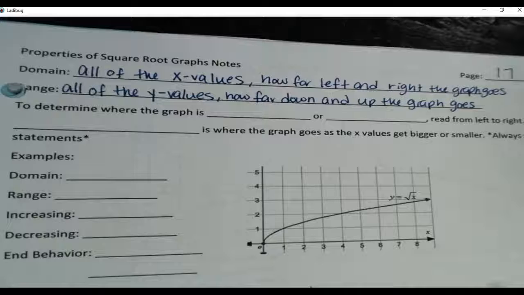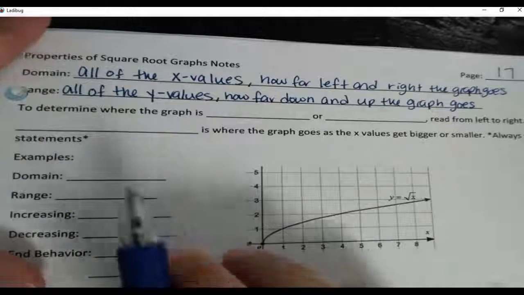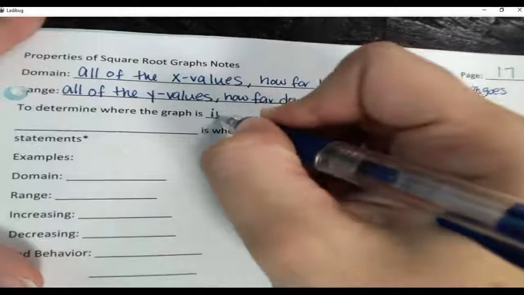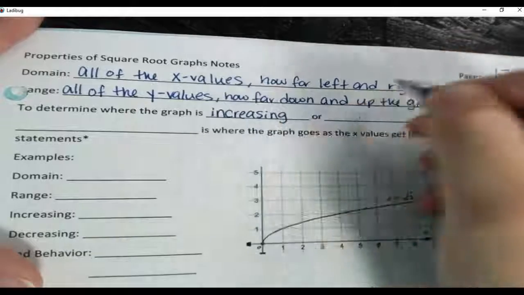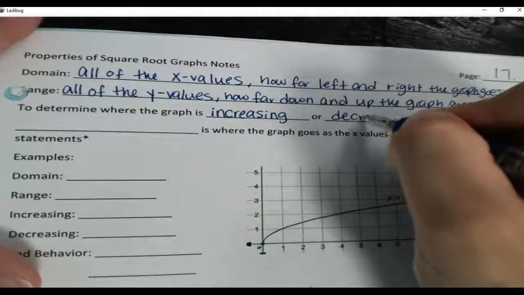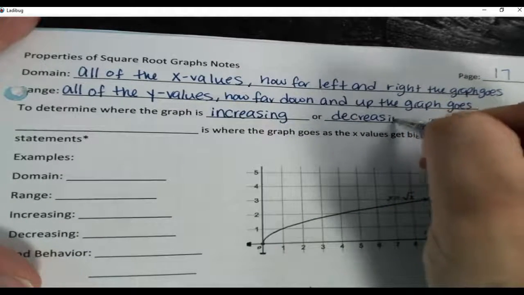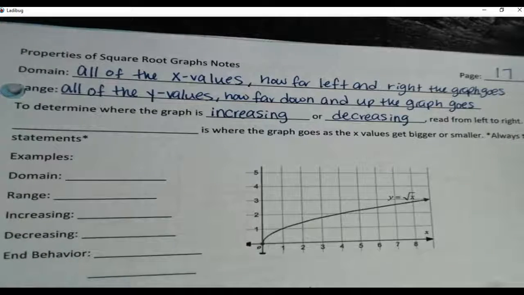And then the other thing that we talked about was increasing or decreasing. So remember, to determine whether the graph is increasing or decreasing, you read it from left to right. So same as the parabola, you're reading it from left to right.